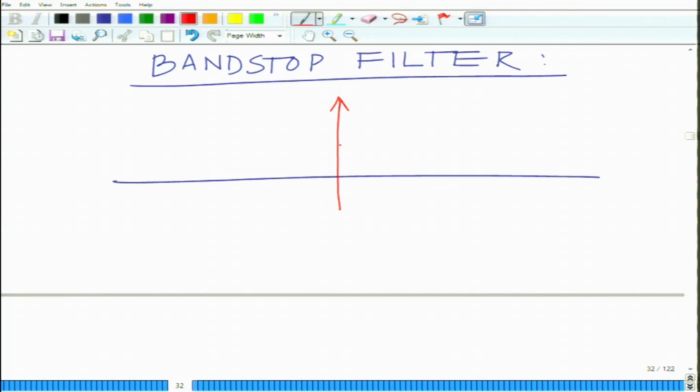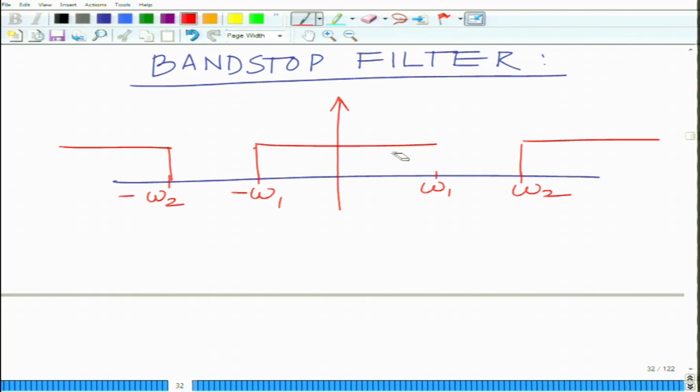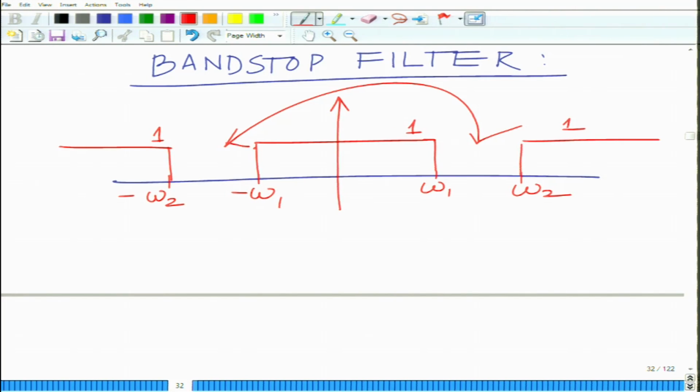In the band stop filter, let us say omega 1 to omega 2 is the stop band. Then all the frequencies in this band are blocked, that is, the gain is 0 in this band, and all other frequencies pass without distortion. So, omega 1 to omega 2 is the stop band.